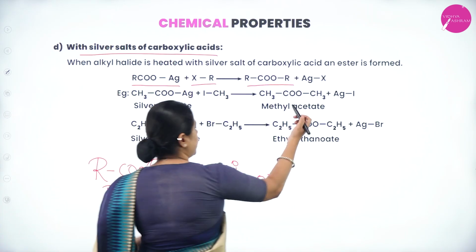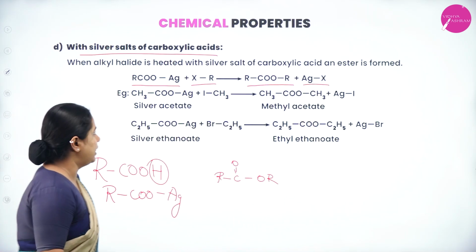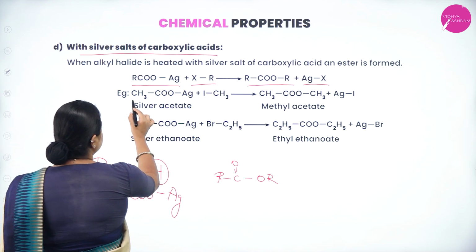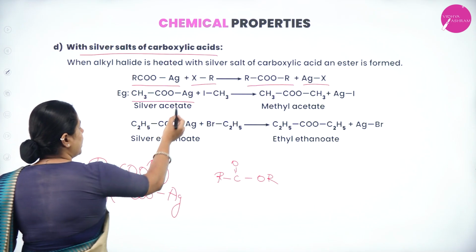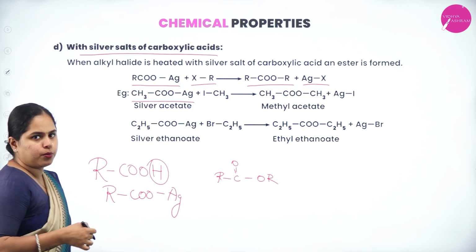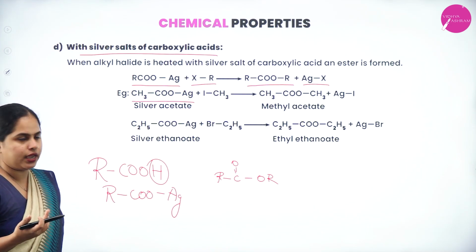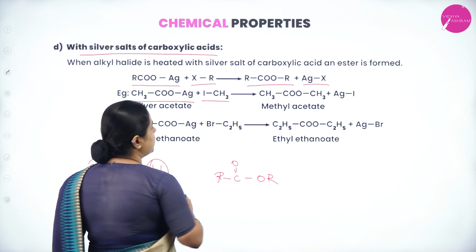So you get an ester as well as a silver halide. Now let's take a particular example, CH3COOAg. This is silver acetate, as you can see. Again, it's a silver salt of a carboxylic acid. Which acid is it? Ethanoic acid, right? And we have taken methyl iodide here.